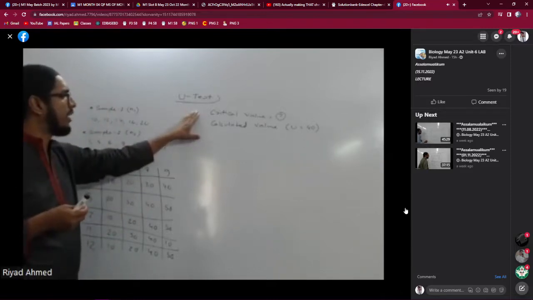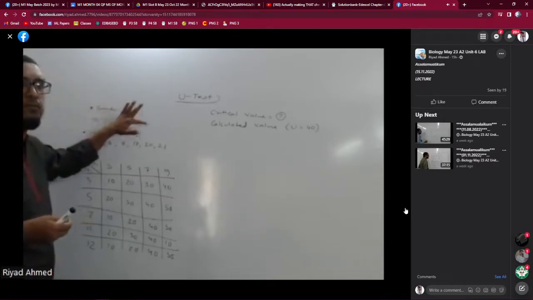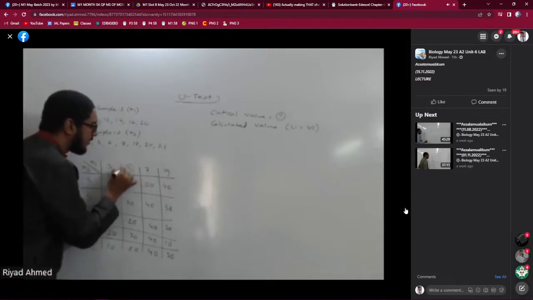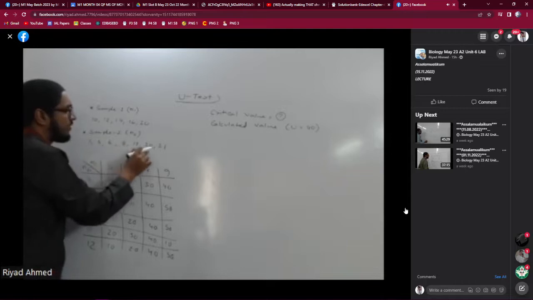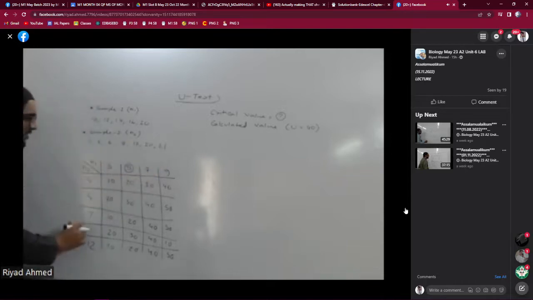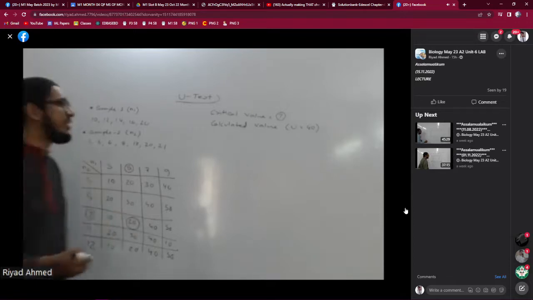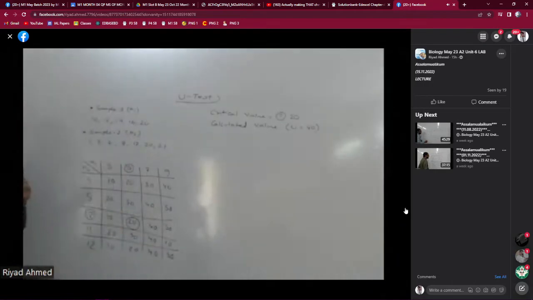Critical value. At first, sample 1: how many values are present? 1, 2, 3, 4, 5. So sample 1 has 5. Sample 2: 1, 2, 3, 4, 5, 6, 7. So it has 7. Then the meeting point of 5 and 7 is 20. So 20 is the critical value. Is it clear or not?